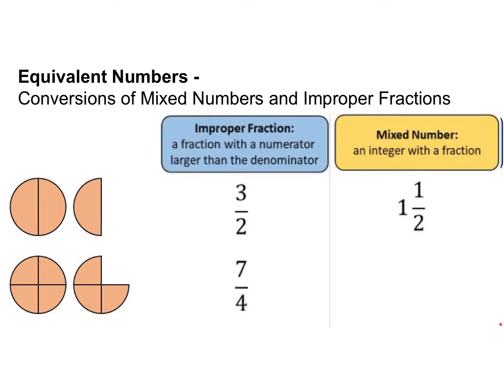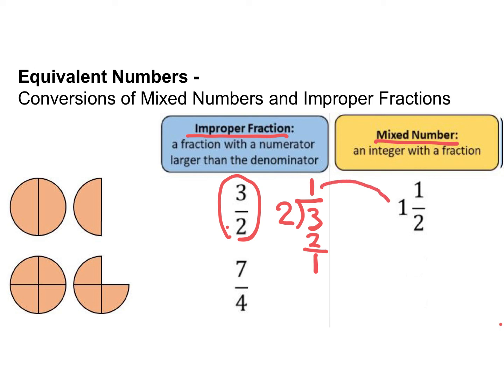Okay, but now what if we need to go the other direction? What if we need to change an improper fraction and convert it into a mixed number? In this case, we're going to take a look at the improper fraction, the 3 halves, and I'm going to divide the 2 into 3. 2 goes into 3 one time with a remainder of 1. So the way that I would write this now, the quotient goes here, that becomes my whole number. The remainder becomes the numerator of the proper fraction, and the divisor becomes the denominator.